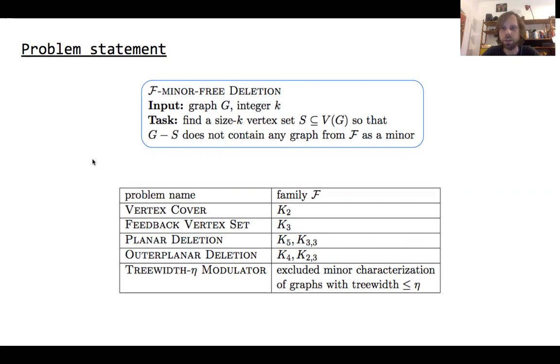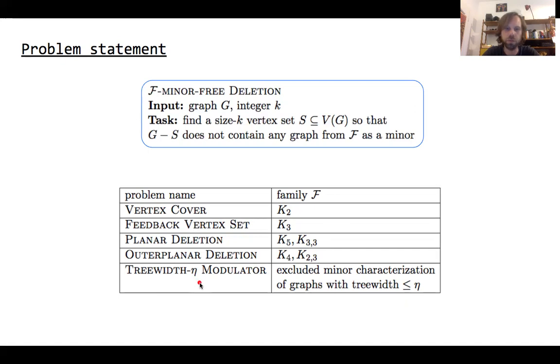For example, in feedback vertex set, we want to hit all the cycles in the graph, which is equivalent to hitting all K3 minors. In planar deletion, we want to remove at most k vertices from the graph to make it planar, so to make it embeddable on a plane without crossings. By Wagner's theorem, this is equivalent to hitting all the K5 minors, where K5 is a clique on 5 vertices, and K3,3 minors, where this is a complete bipartite graph. Other examples include outerplanar deletion or treewidth-eta modulator, where we want to remove vertices to reduce the treewidth of the graph.